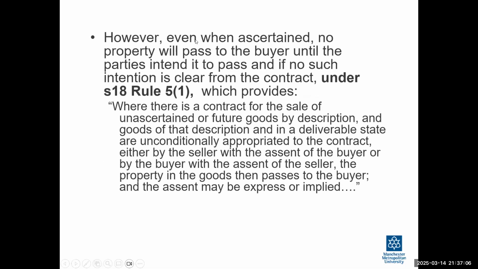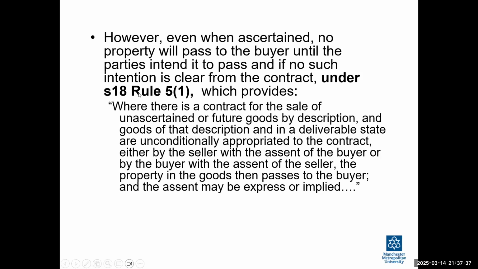So when they are ascertained, no property will pass until the parties intend it to pass. And that's why we have to look at Section 18, Rule 5, and determine what the intention is if that's not apparent in the contract. In many of the questions that have been examined in the past, you often have to interpret based on the rules, because the intention is not always apparent.